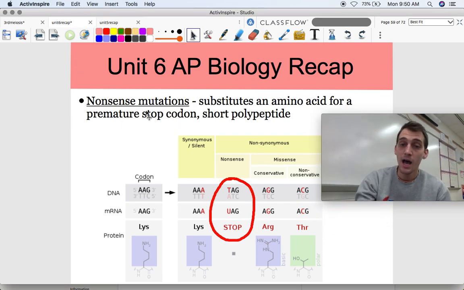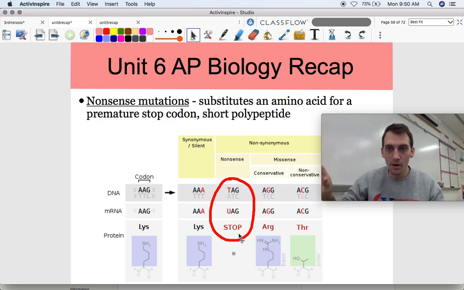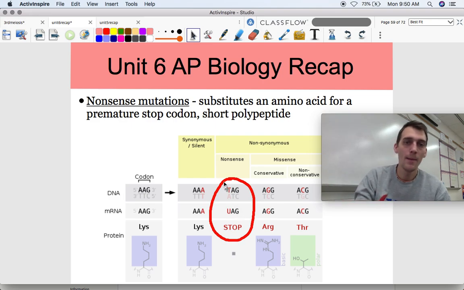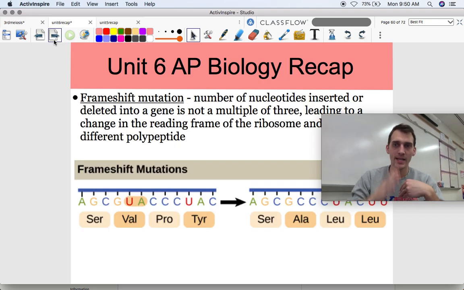This is interesting. If you change the gene and you change the codon to one that would result in a stop codon, then you're just cutting off the protein, and there's no more amino acids after that stop codon. Hence why it's a stop codon. And it results in a very, very short polypeptide. So this can drastically alter the protein because you're just cutting it off.